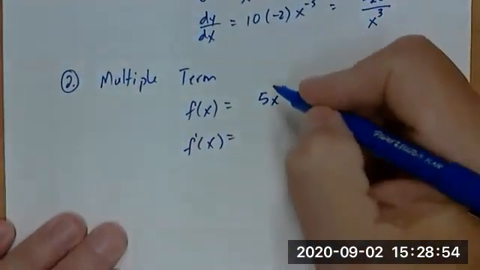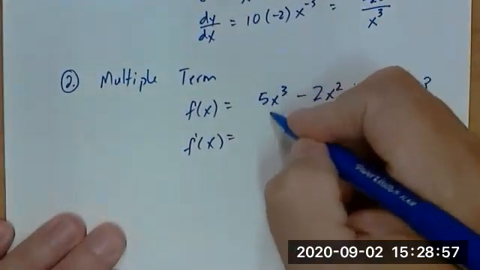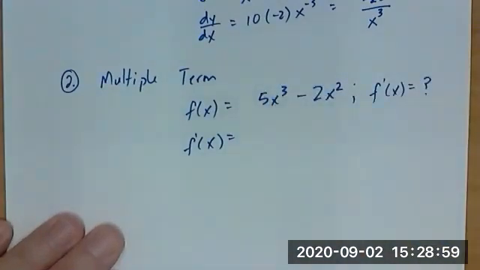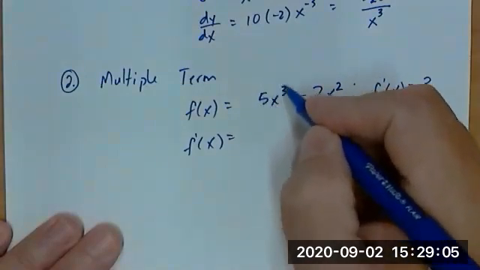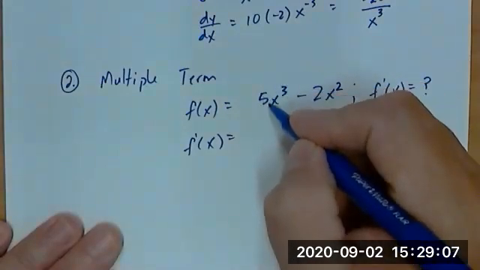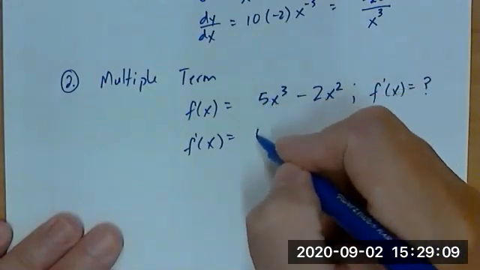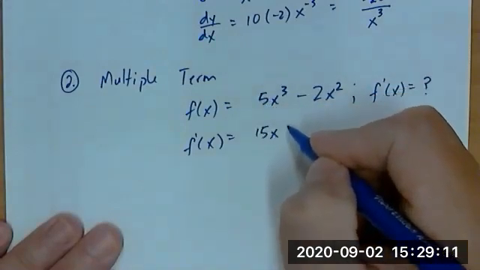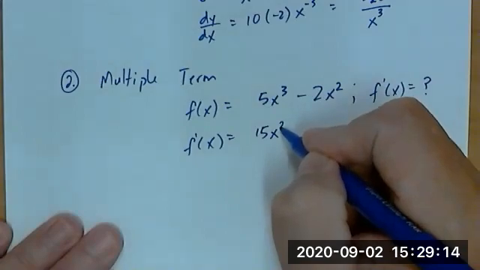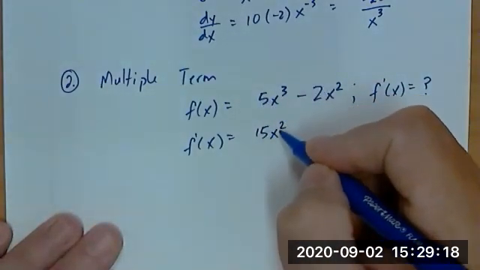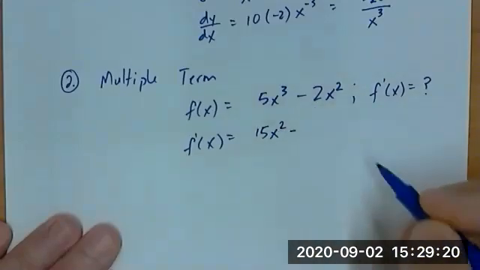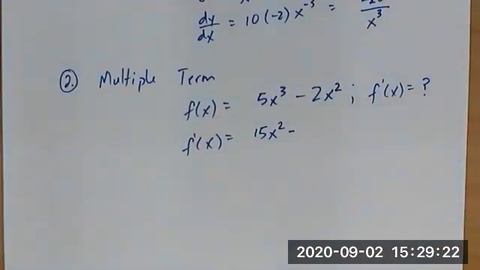So for instance, I have two terms here. I can simply look at the first term and take the derivative of the first term. Now we've been doing derivatives enough, let me do it pretty quickly. The 3 comes down front, so 5 times 3 is 15x, subtract 1 from the exponent. So the derivative of 5x cubed is 15x squared. The minus always stays there.